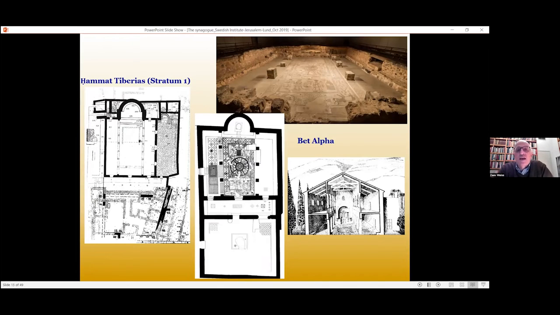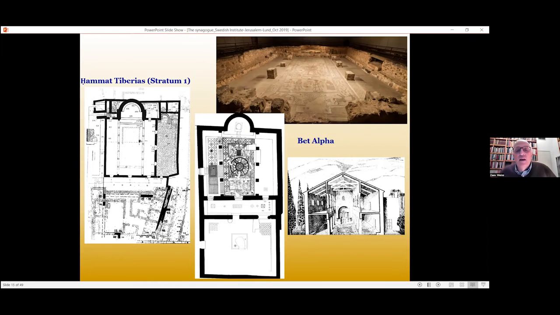I brought here two examples, one in Hamat Tiberias and the other Bet Alpha. Hamat Tiberias is on the western shore of the Sea of Galilee, and Bet Alpha is not far from Scythopolis in the Jordan Valley. What really characterized those synagogues, the first thing, is that they were influenced by the shape of the Christian basilica.